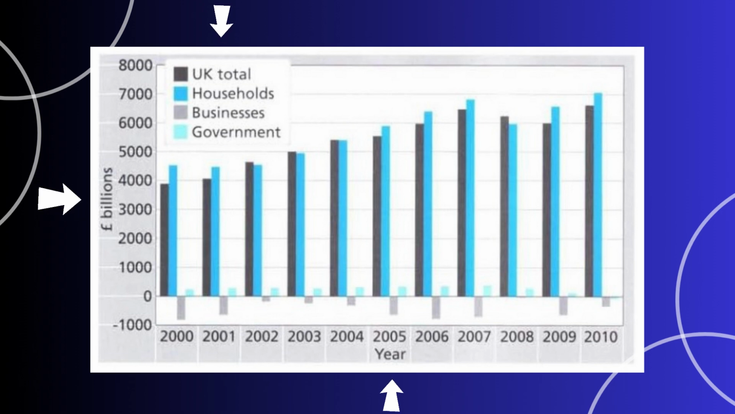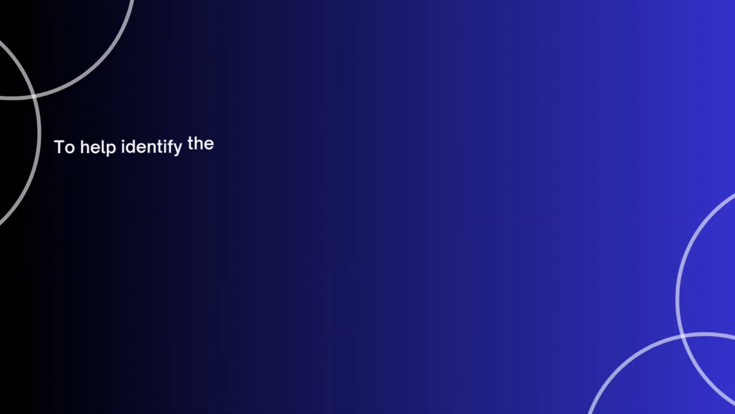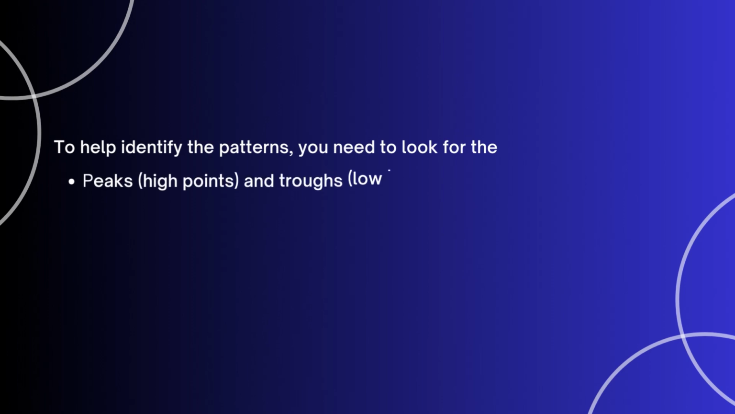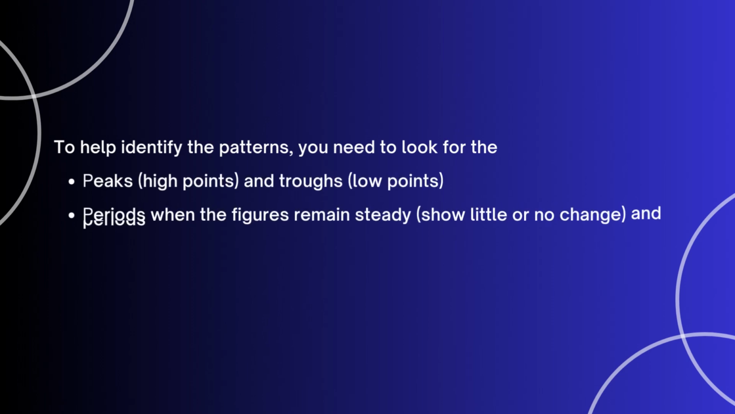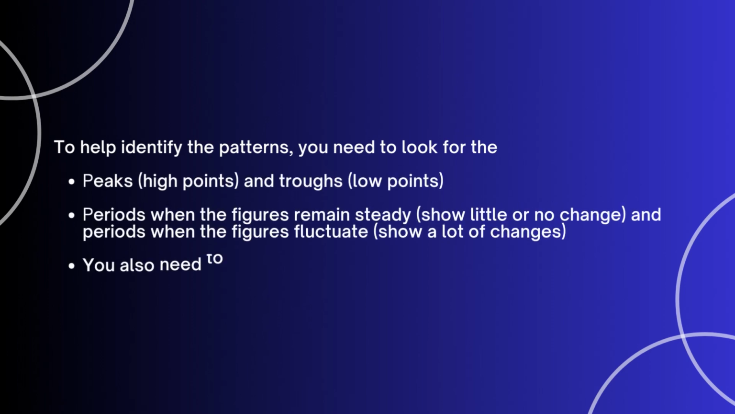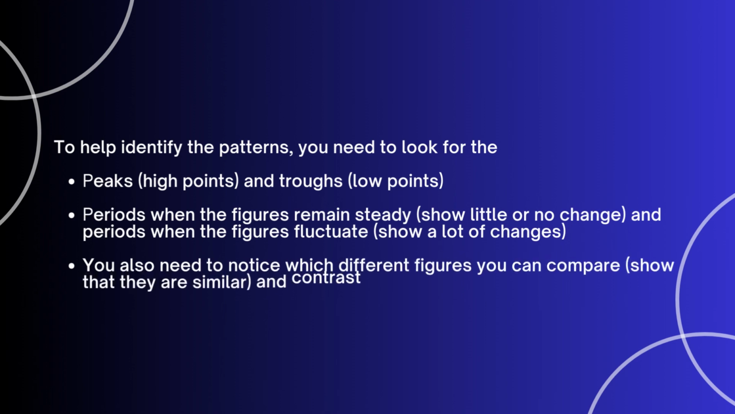So to identify the pattern, you need to look for peaks, that is the high points, or troughs, that is the low points. Also, you need to see the period when the figure remains steady and the period when the figure fluctuates. So whether the trend is increasing, decreasing, whatever, you need to check about that. You also need to notice which different figures you can compare and which figures you can contrast.